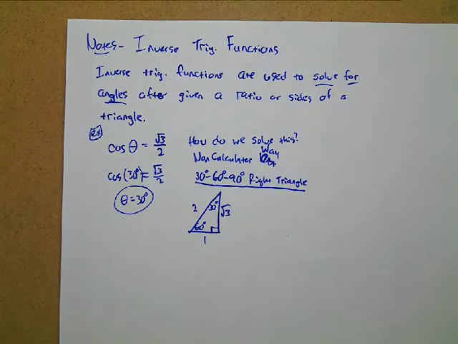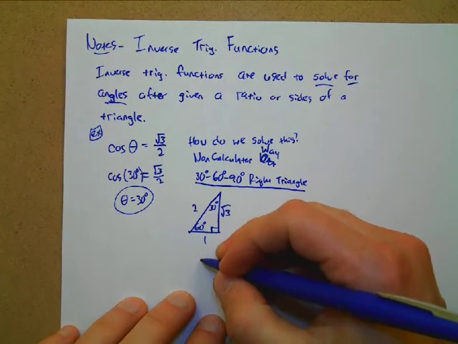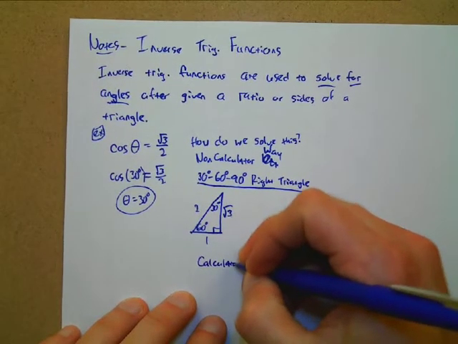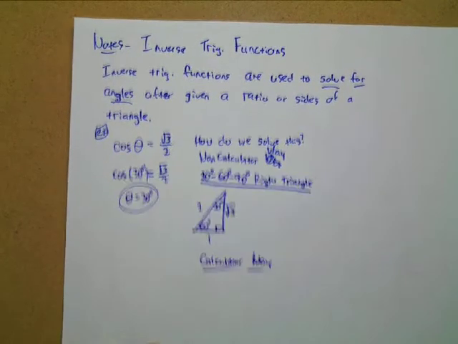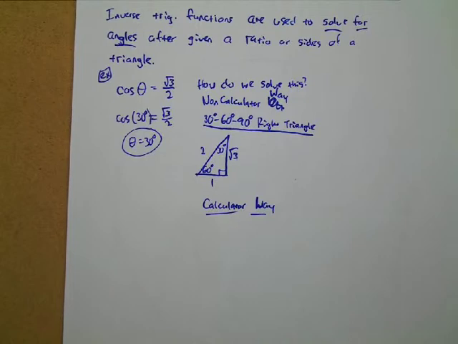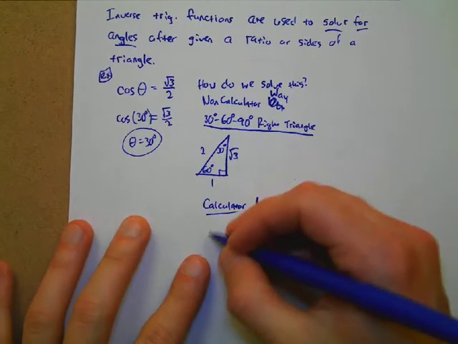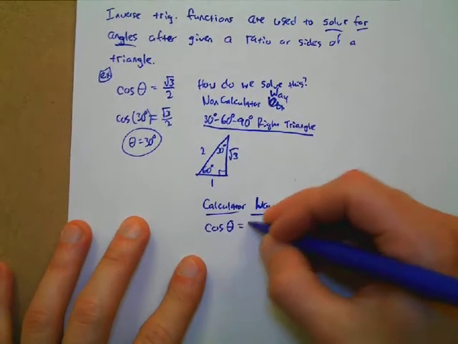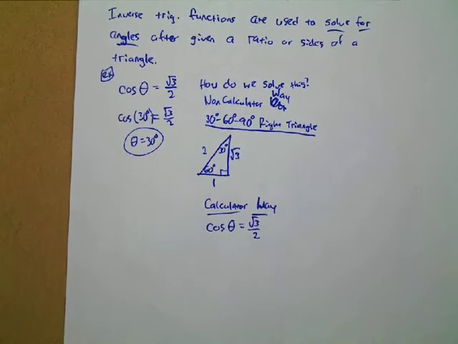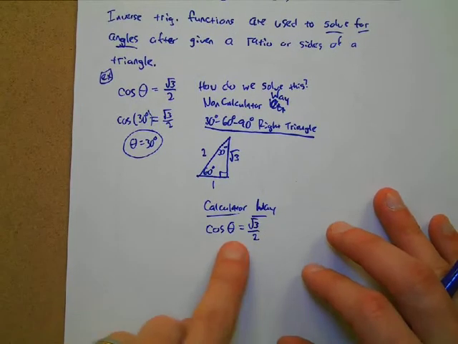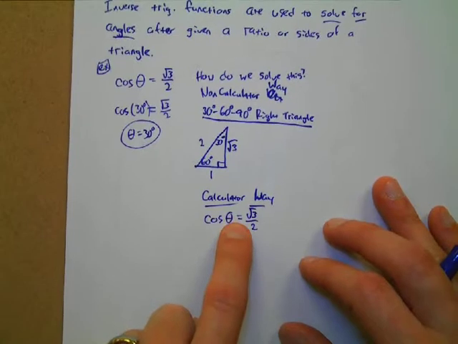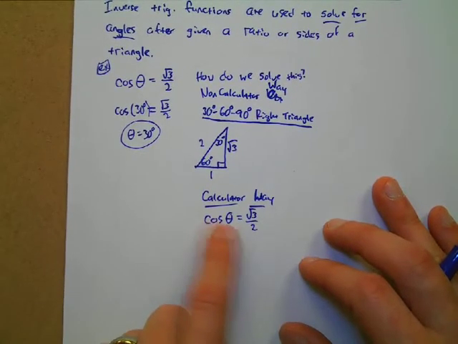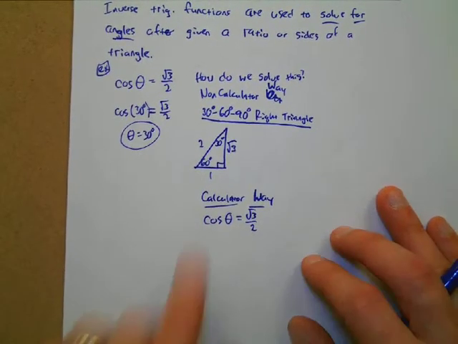How else can we solve it? Well, there's also a way with a calculator. So I'll show you the calculator way here. Again, we'll start with the cosine of theta equals root 3 over 2. We want to solve for theta. We want theta by itself. But what's with the theta here that's stopping us? What's with the theta that we need to get rid of in this equation? What's with the theta?